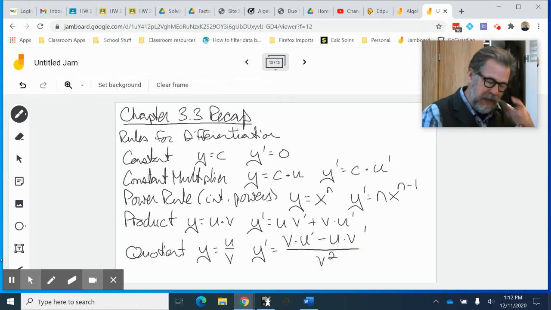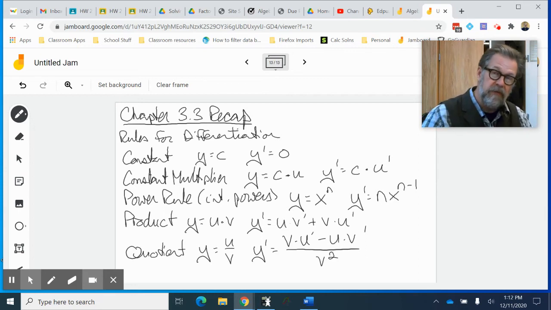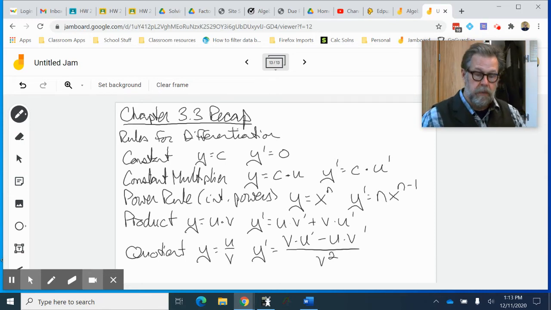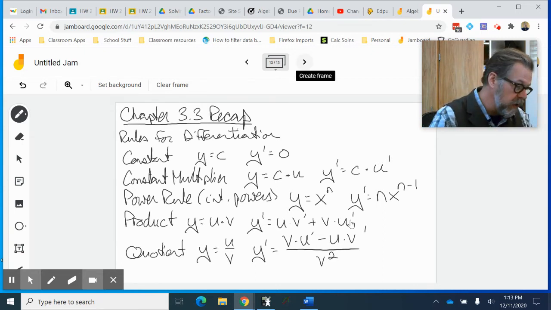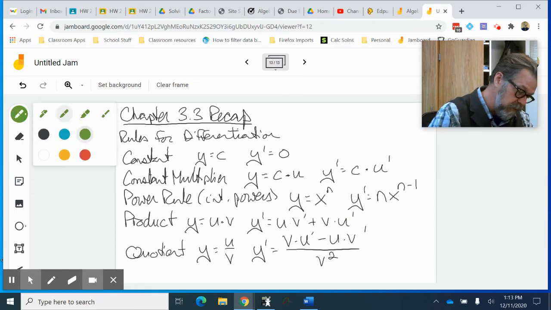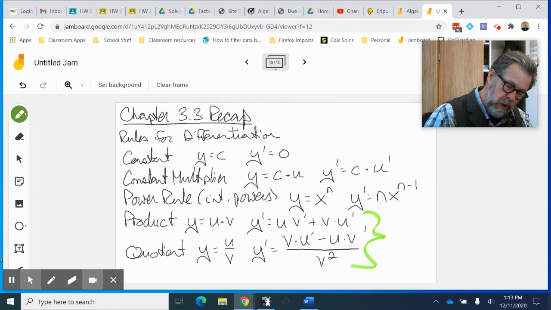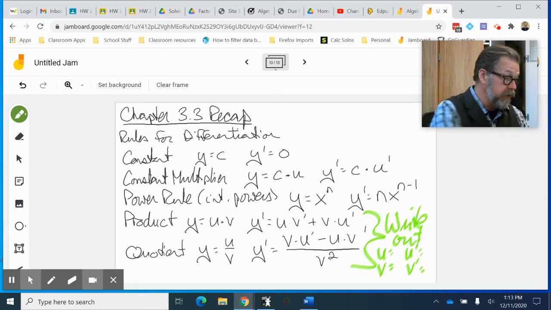And the way I think about these is I say uv prime plus vu prime as a shortcut for memory. And on the second one, I say vu prime minus uv prime over v squared. Whatever you do to memorize it, you need to memorize those rules. A really good trick on both of these is to write out u, v, derivative of u, derivative of v, so that you don't lose track.